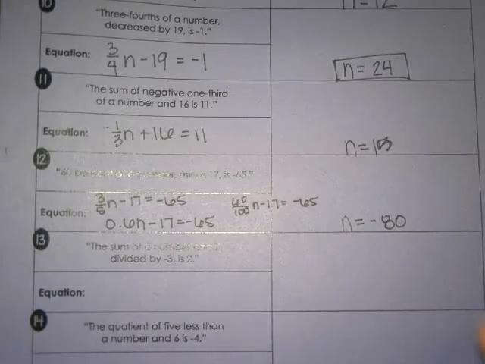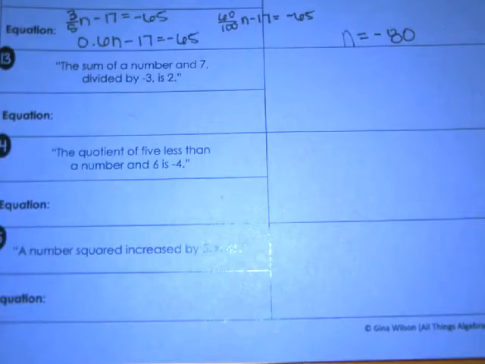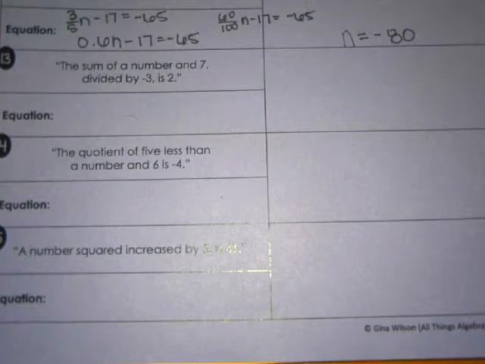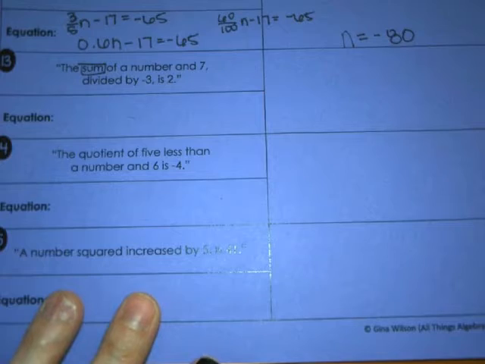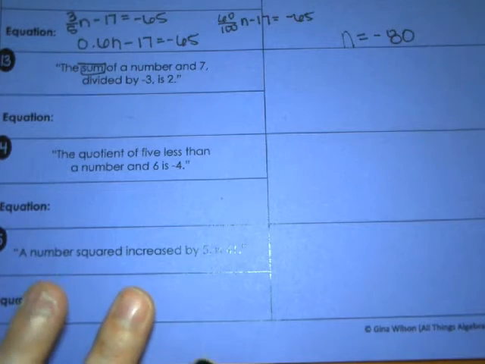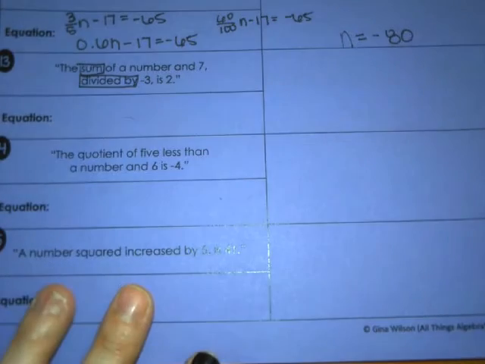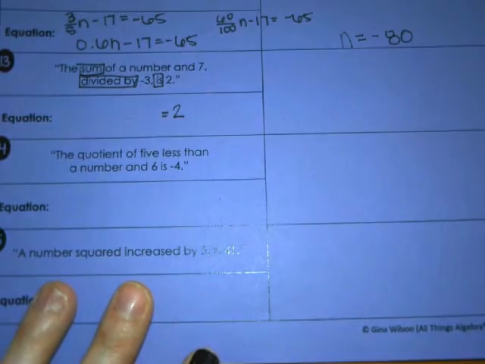Okay, next two questions are a little bit different. So if we look at number 13, it's going to say the sum of a number and 7 divided by negative 3 is 2. What do you think the first thing I should do is? What's my first keyword that we see? Okay, first keyword I see is sum. What's my second keyword that I see? Divided by. What's the next keyword that I see? So what's the problem equal to? So it's equal to 2.